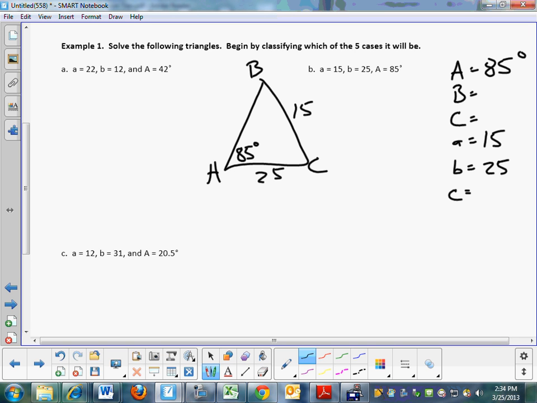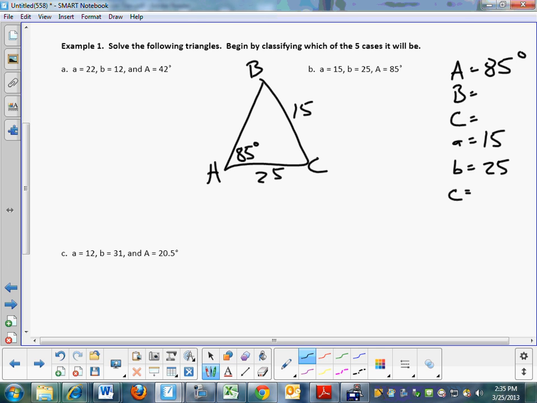Okay, which one is this? Angle, angle, angle, angle, side, angle, side, side, angle. What is it? Same situation, side, side, angle. So I go to my flow chart. Is the opposite side shorter or longer than the other given side?